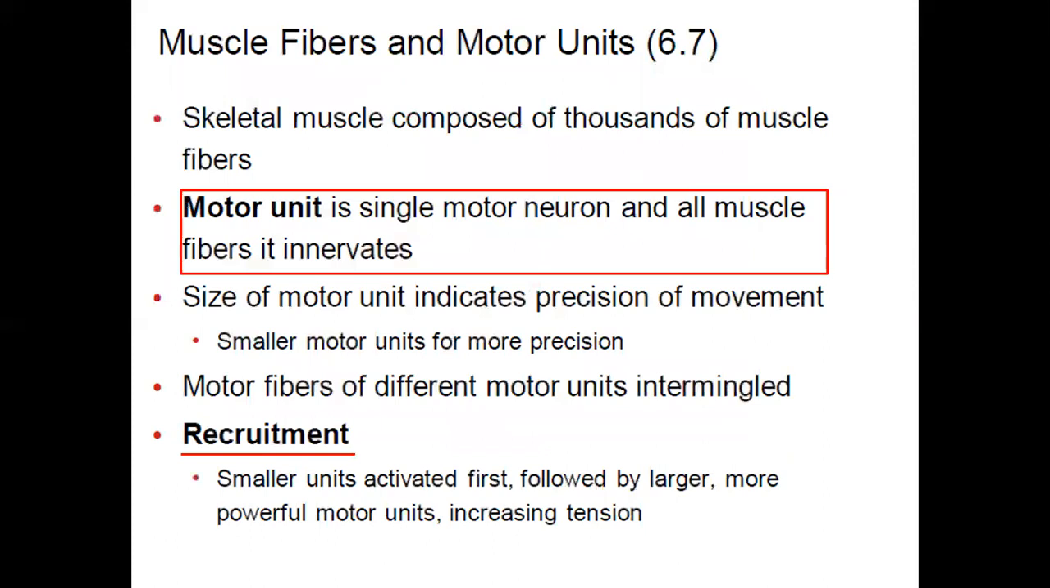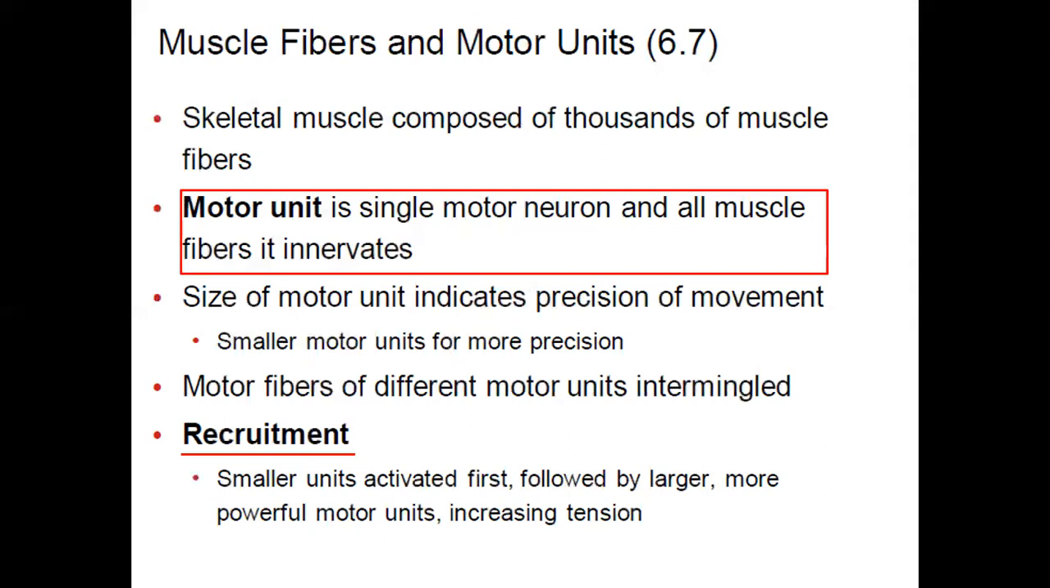Skeletal muscle is composed of thousands of muscle fibers. Up until now, we talked about one muscle fiber and one twitch, one contraction-relaxation cycle, and how one motor neuron can stimulate a muscle cell to contract. Every single muscle cell has one neuromuscular junction. So one branch of one motor neuron is innervating one skeletal muscle cell or fiber.